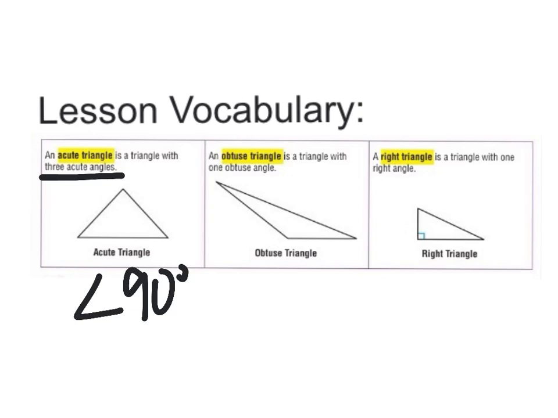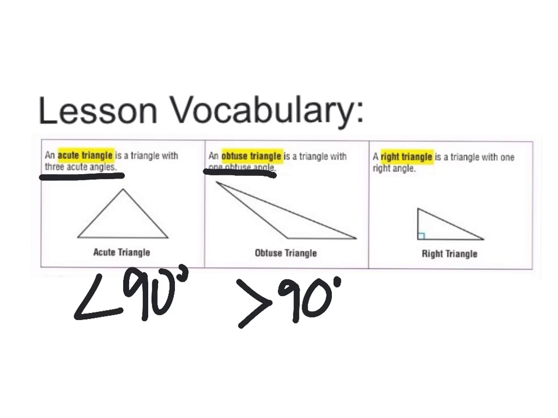The next vocabulary word we have is an obtuse triangle. An obtuse triangle is a triangle with one obtuse angle. The other two angles in an obtuse triangle are acute angles. In lesson 10.1, we learned that an obtuse angle is an angle that measures more than 90 degrees. So an obtuse triangle is made up of one obtuse angle and two acute angles.